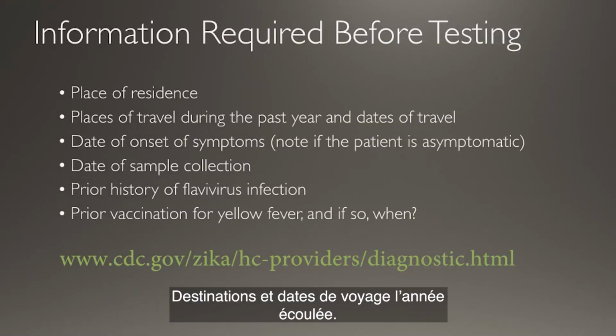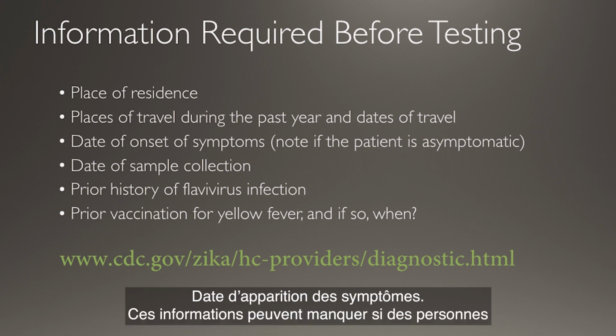The correct interpretation of results from either molecular or serologic methods used for Zika virus laboratory diagnosis is heavily reliant on the information obtained from the patient. At a minimum, you should obtain the following: place of residence, places traveled to in the past year and dates of travel, date of onset of symptoms.